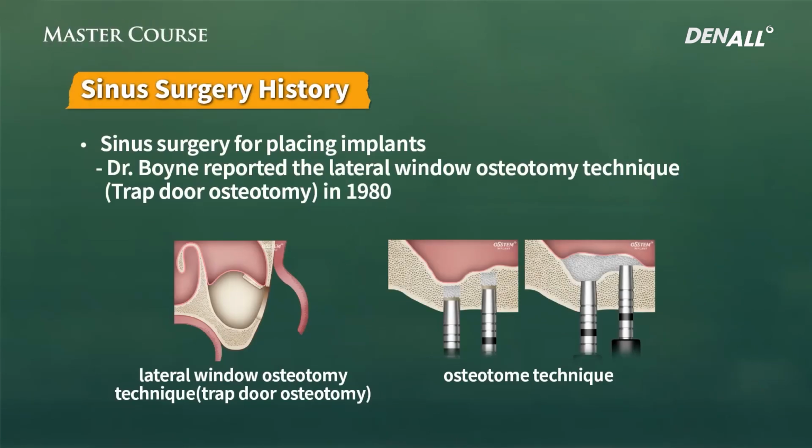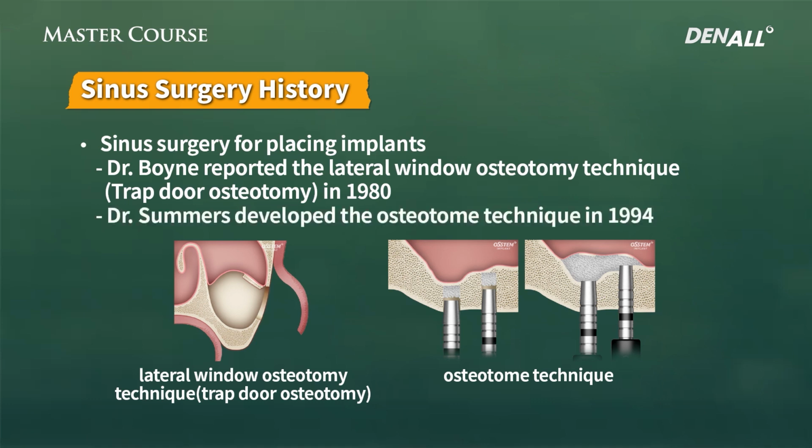Let's look at sinus surgery for placing implants. In 1980, Dr. Boyne used lateral window osteotomy technique. This was referred to as trapdoor osteotomy, and lateral approach was used. In 1994, Summers developed osteotome technique. In other words, a socket lift crestal approach was developed.